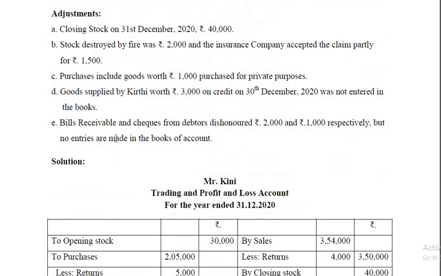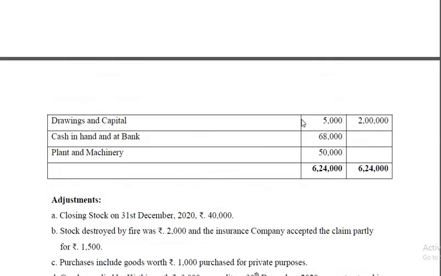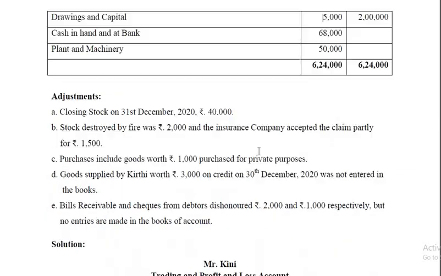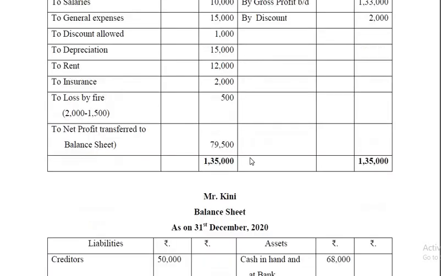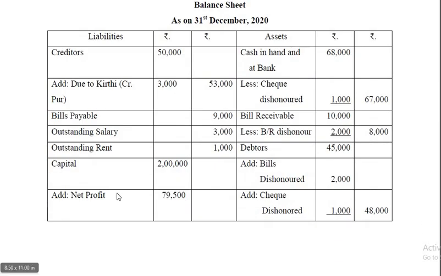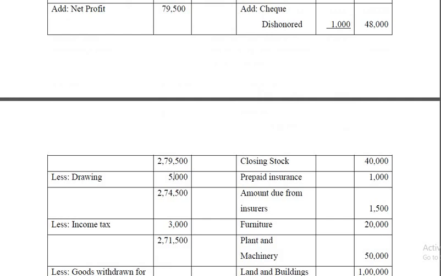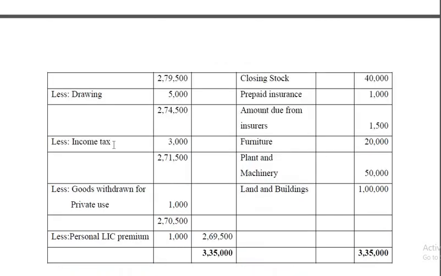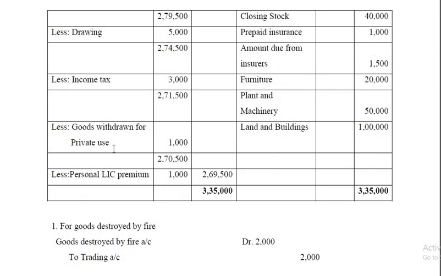For example, here you find drawings 5,000. So these 5,000 should be taken. Okay, 5,000 is deducted. Then income tax, again it is part of drawings, 3,000 should be deducted. And goods withdrawn for private use 1,000.